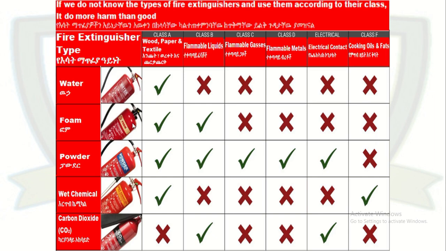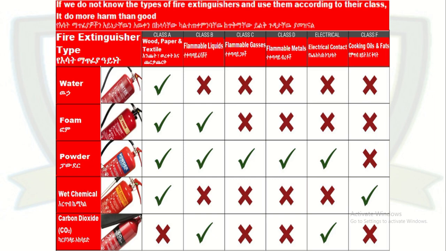The other type is foam. This foam is used for class A and class B. Please don't use it for class C, class D, electrical, or class F. Under class A are wood, paper, textile. Under class B is flammable liquid.